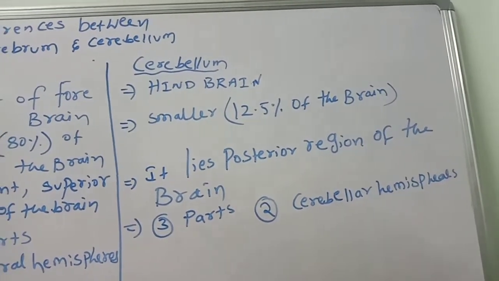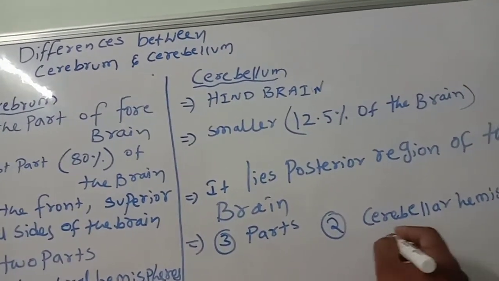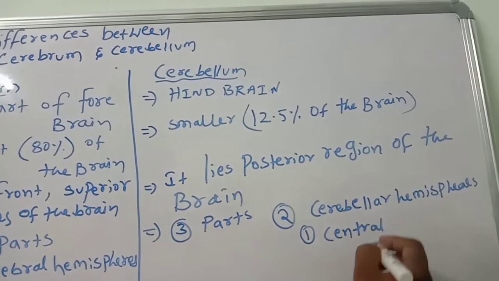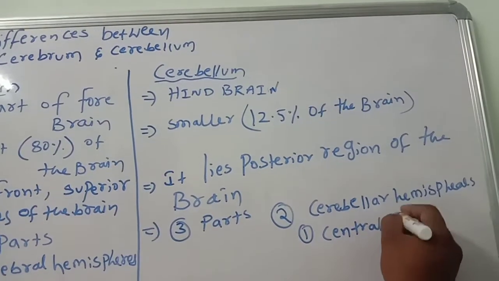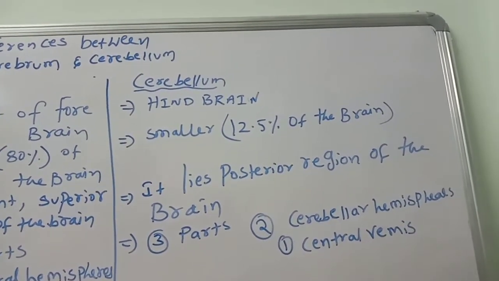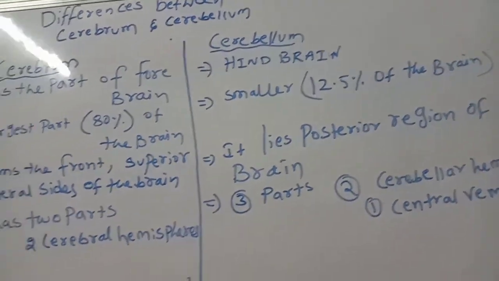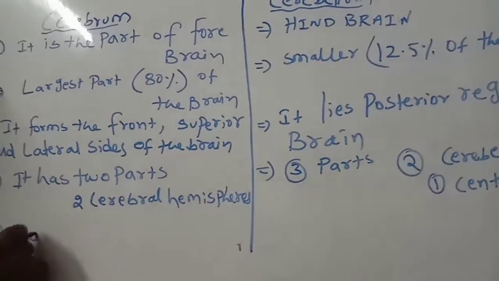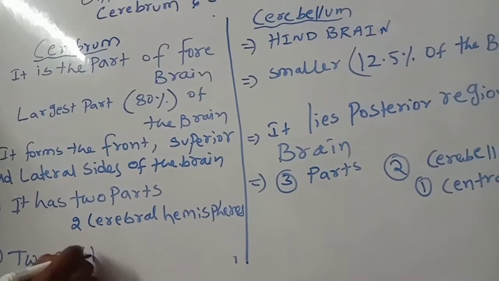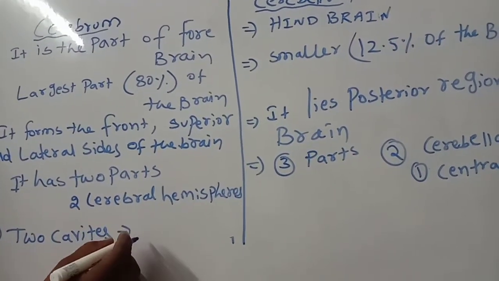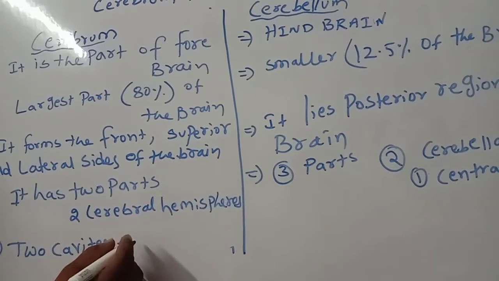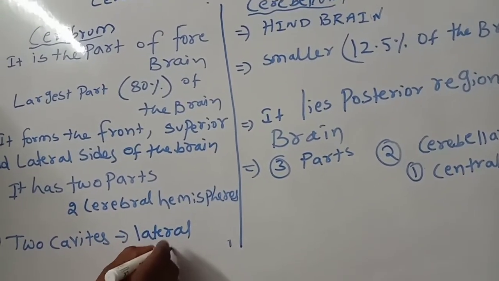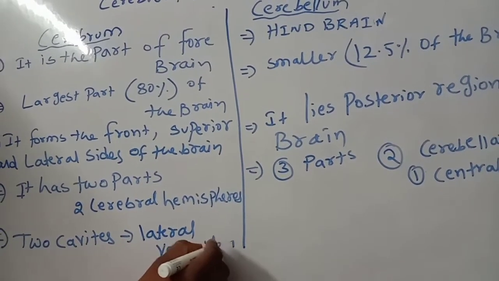Number two, another important one: one central location, the central vermis. A small space is there. That is called the central vermis. Next, in the cerebrum two cavities are present. These cavities are called lateral ventricles. Remember these names.